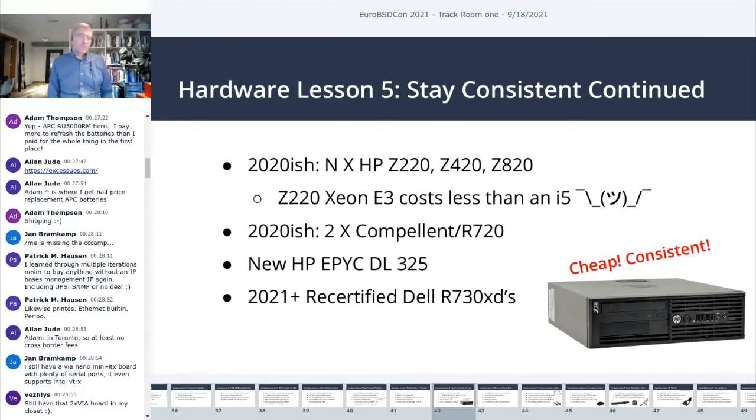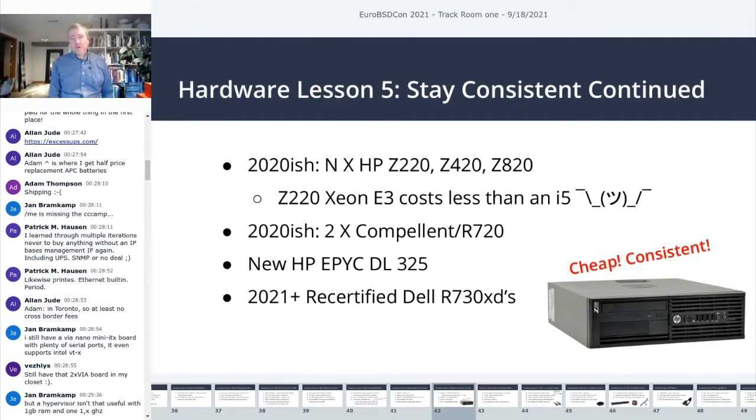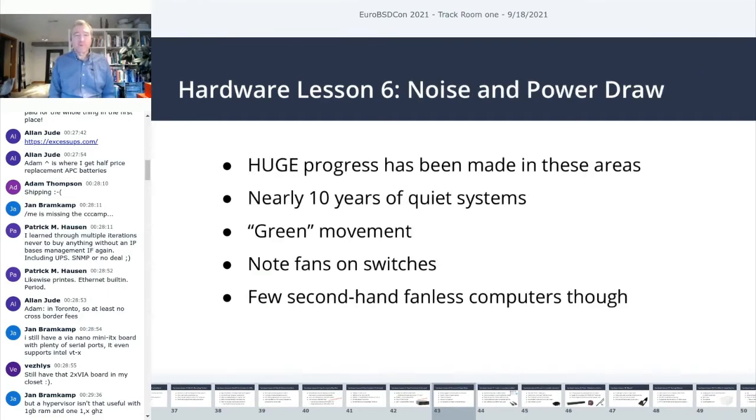So I was lucky to find two compelling rebranded R720s at the local recycling center. Those have proven useful, but they're getting a bit old. One of the first pieces of hardware that I've actually put new money into was an HP Epyc for builds. Oh my gosh, it's fast. It's really fast. And that's changed my whole workflow. As we get to a little software bits later in this, you'll see some results of that. And then looking forward during a pandemic, wow, recertified Dell R730 XDs are really handy, because with a global chip shortage and supply shortage, you can have them in like a week instead of like 4 months.